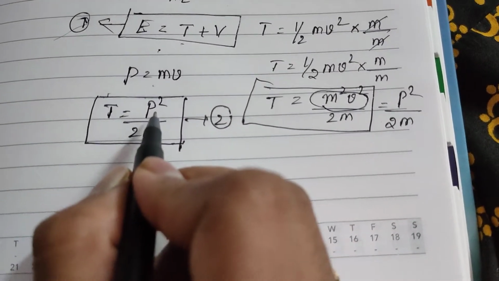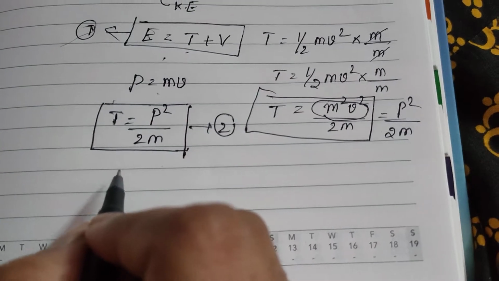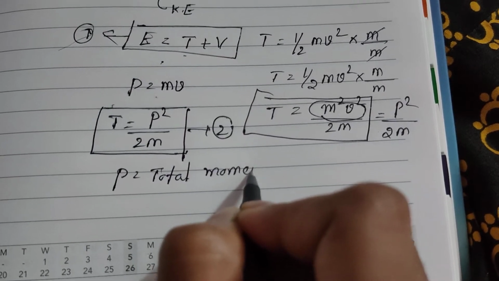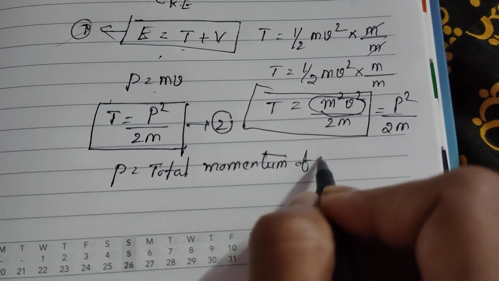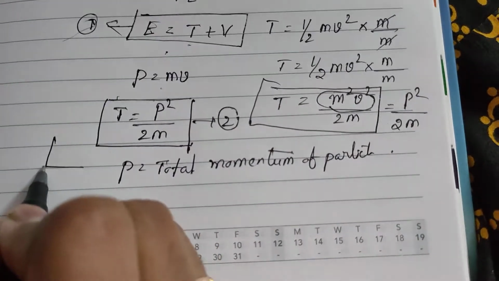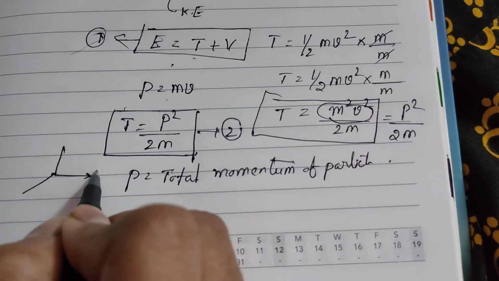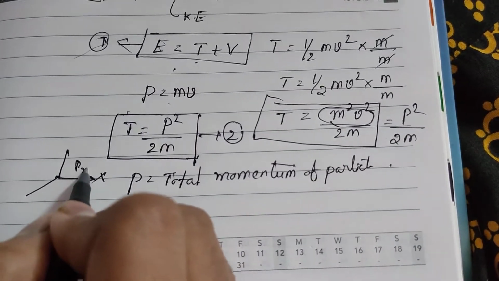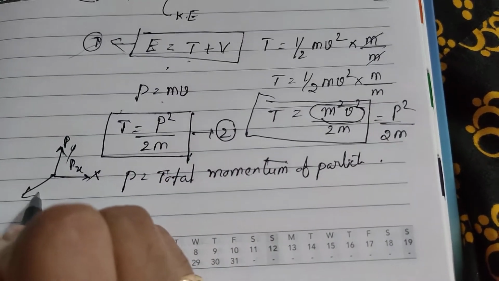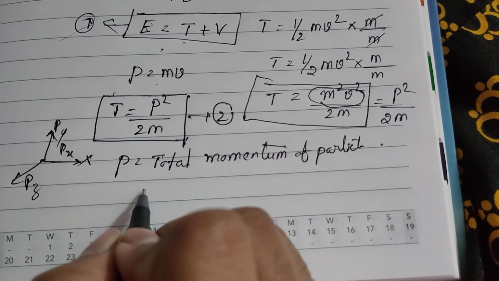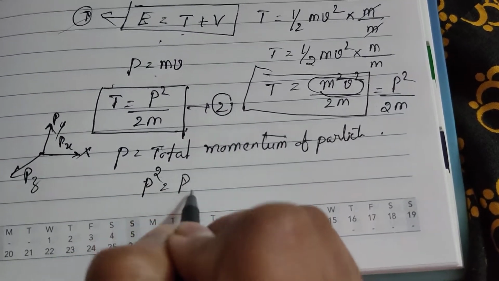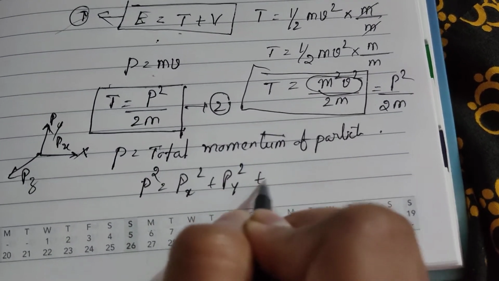What is meant by P here? P is the total momentum of the particle. Total momentum means you have to consider the particle momentum along the x-axis, the y-axis and the z-axis. If the particle is oriented along the x-axis, the momentum is represented as px; along the y-axis, py; along the z-axis, pz. So the total momentum is the addition of these, and P square can be replaced with px square plus py square plus pz square.